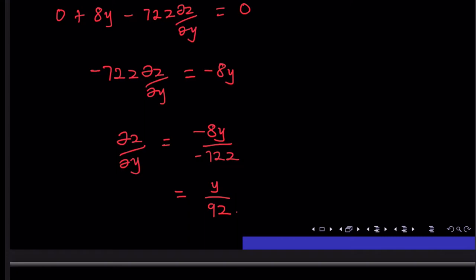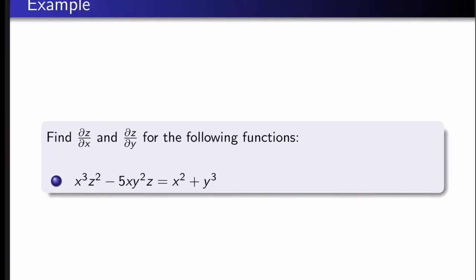In our second example, we have to compute del z del x and del z del y given the function x cubed z squared minus 5xy squared z is equal to x squared plus y cubed. Now here, note that we are to use the product rule in addition to the implicit differentiation.